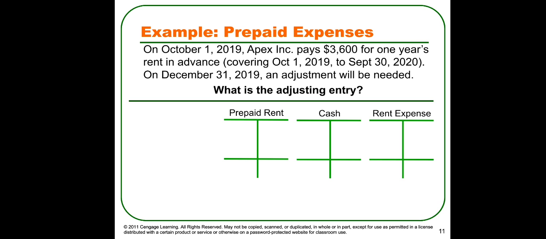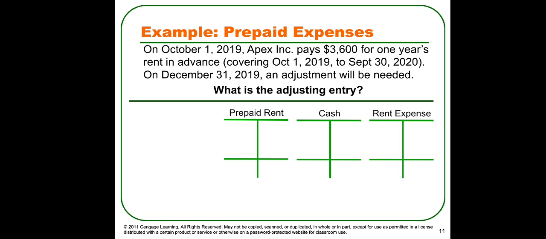And then see this. The next thing is, in the year 2019, how many months has the space or building been used? The space or building has been used by this business for, October, November, and December, 3 months.